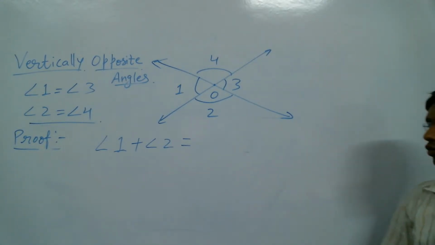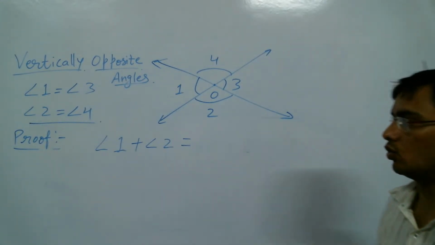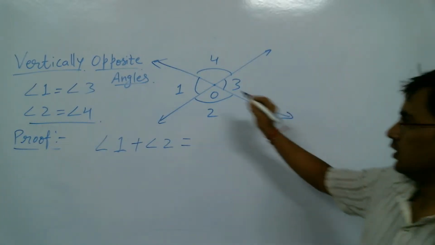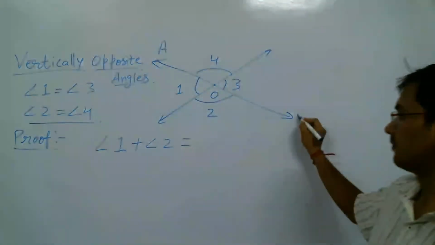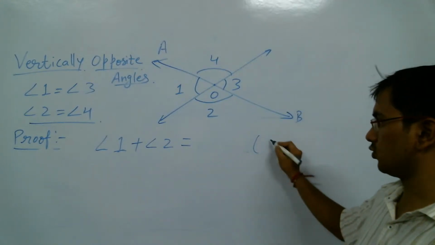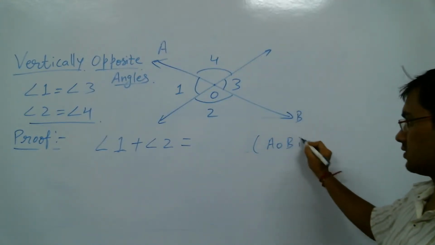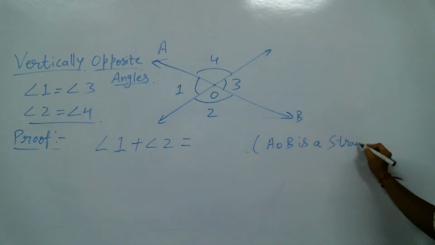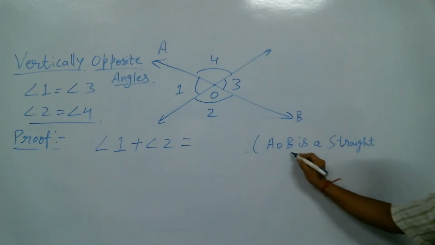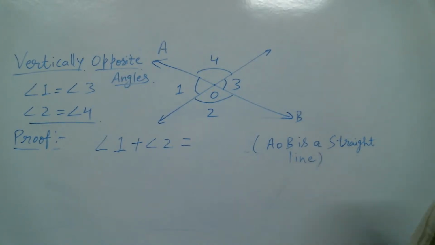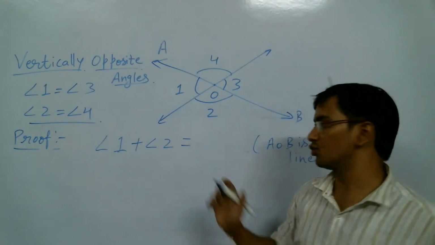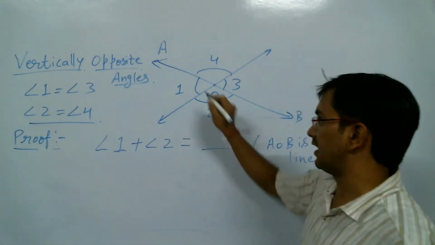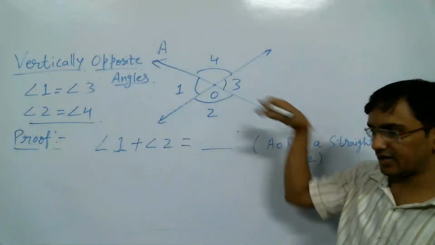एंगल 1 और एंगल 2. एक लाइन ले लेते हैं हम AB. एंगल 1 और 2, because AOB is a straight line. AOB क्या है हमारी? स्ट्रेट लाइन. ऐसे सम नहीं करना है 1 + 2, वैल्यू डिग्री में पूछ रहा हूं मैं कि कुछ वैल्यू हो सकती है क्या? AOB is a straight line.